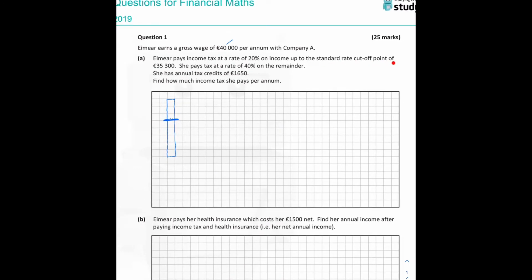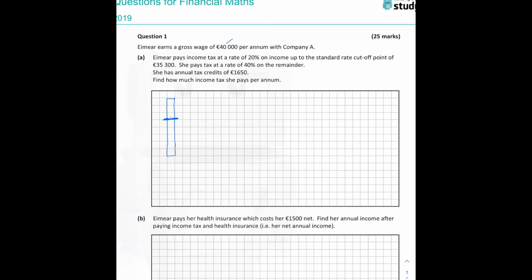The standard rate cutoff point of 35,300. So I now know that that point there is 35,300. So every single cent up to there is 35,300.